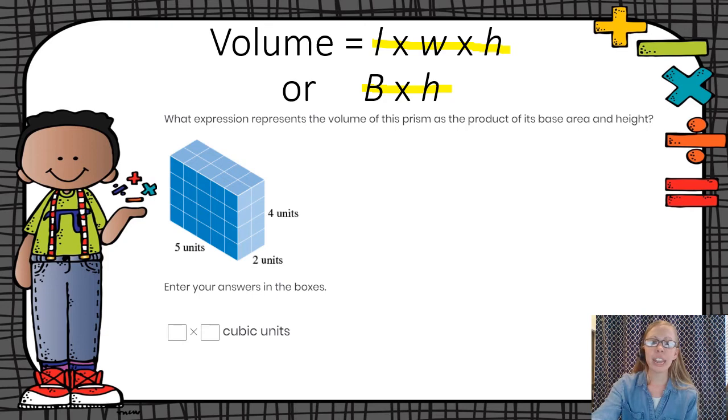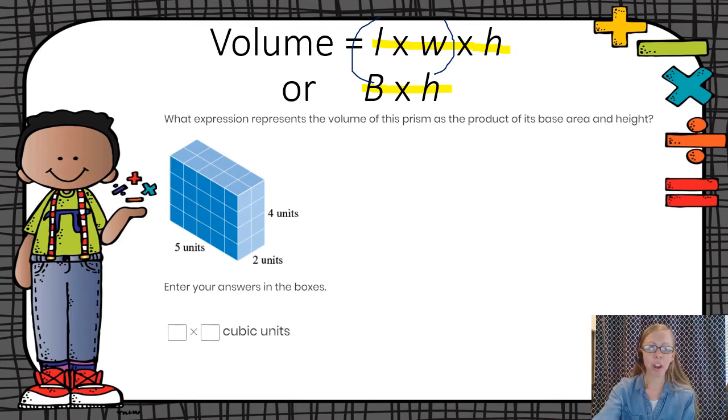But when looking at area of the base, think about that B as being length times width. If you were to put those two, length and width, that multiplication problem, in parentheses, they would equal the base. So length times width means that base, and we can multiply that times the height.